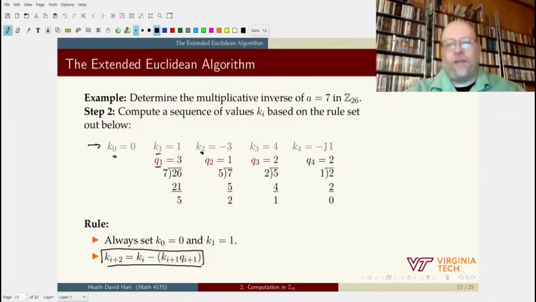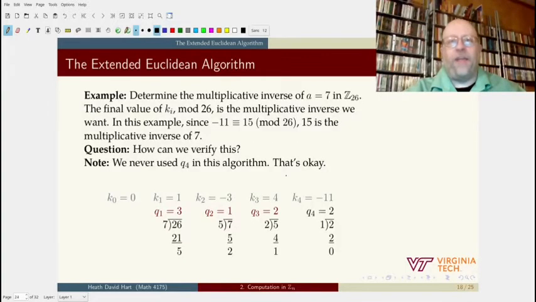Anyway, the final answer we got is negative 11, but negative 11 is the same as positive 15 mod 26. Those numbers are in the same column because if I add 26 to negative 11, I get 15. And so 15 is the multiplicative inverse of 7.